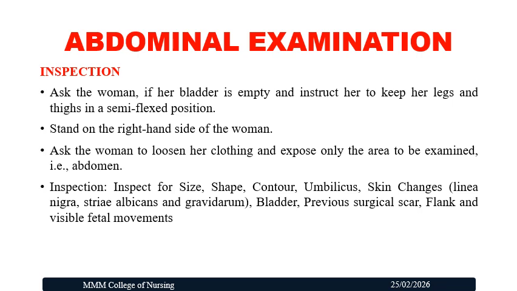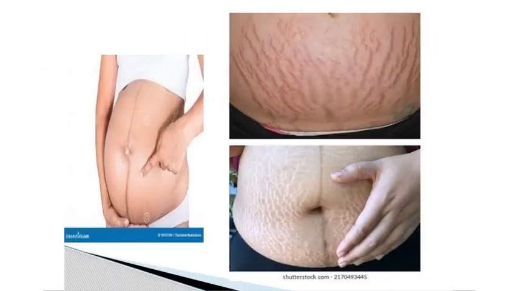At the end, a mother nearing the labor process. And finally, we have to watch for visible fetal movements. Stand for a few seconds, just look into the abdomen and watch for visible fetal movements. If it is present, you say a visible fetal movement is present at the time of examination, or else it is not present at the time of examination. So this is the image of skin changes: linea nigra, stria gravidarum and stria albicans.